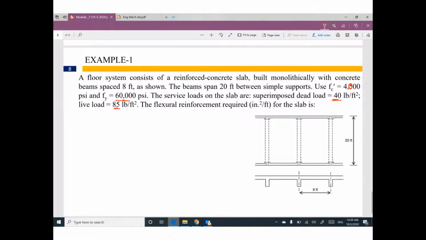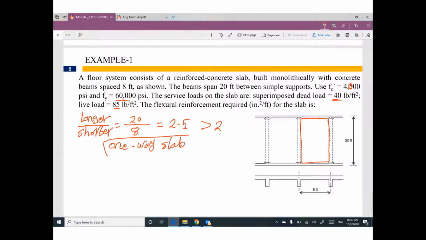This one. Can you tell me this one is one way or two way? We need to check longer divided by shorter. What is the longer distance? Span 20. What is the shorter? 8. What is the value? I think 2 something, 2.5. Greater than 2? Yeah, one way slab. First step. Second step.